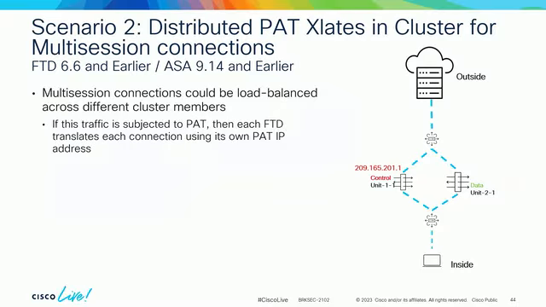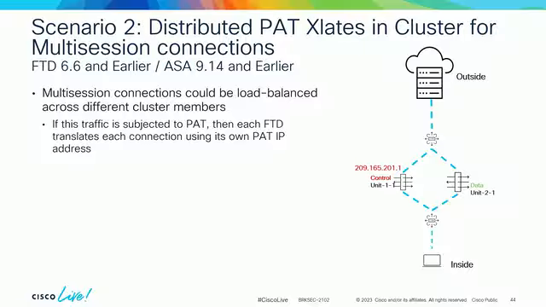The second scenario, multi-session connections. And the thing is that nowadays, a lot of applications are using multi-sessions. Web banking applications are using multi-session applications. And these applications sometimes use the source IP address, or the user IP address, to authenticate the user. So in a firewall cluster running 6.6 or earlier, this could be a problem, and this is why.